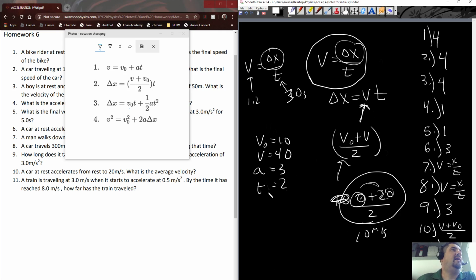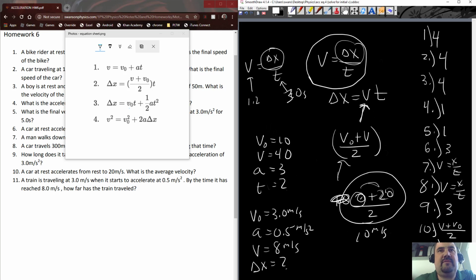But lastly, a train is traveling at 3 meters per second. Okay, 3 meters per second, not too fast. When it starts to accelerate, kind of slow, but trains are heavy, so they don't accelerate very fast. By the time it has reached 8 meters per second, how far has it traveled? So it reaches 8 meters per second, and they want to know how far it has traveled. That has no time, so that's definitely equation 4.